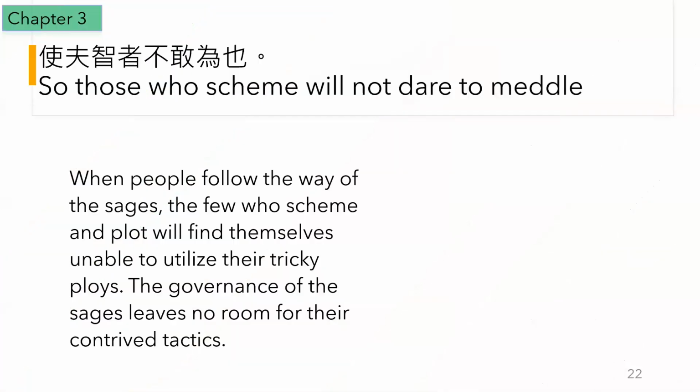So a good leader, see, 使夫智者不敢为也. A good leader leads people in this way, teaches people, guides people in this way. So those who scheme will not dare to meddle. When most people follow the way of saints and sages, there are still few people who scheme. There might be a few people who still want to scheme and make secret plans to do evil things. And these people will find themselves unable to utilize their tricky plans because the ruling of the good leader leaves no room for their tricky tactics.